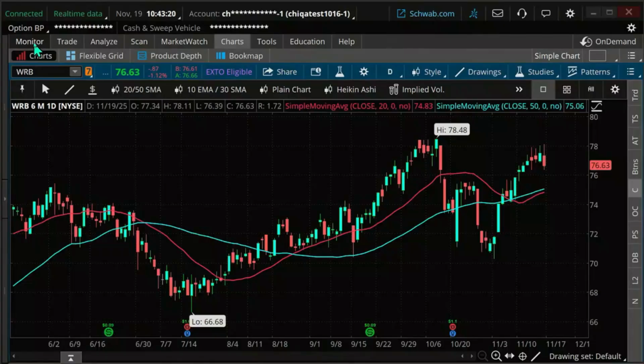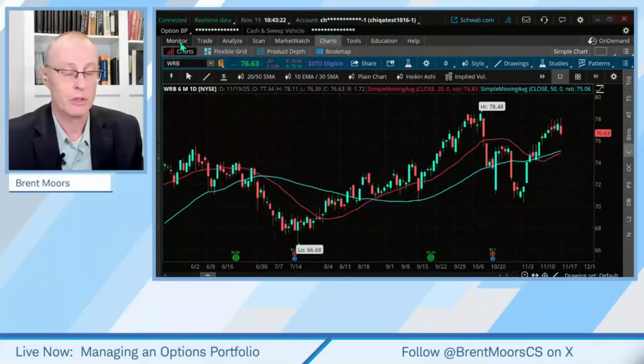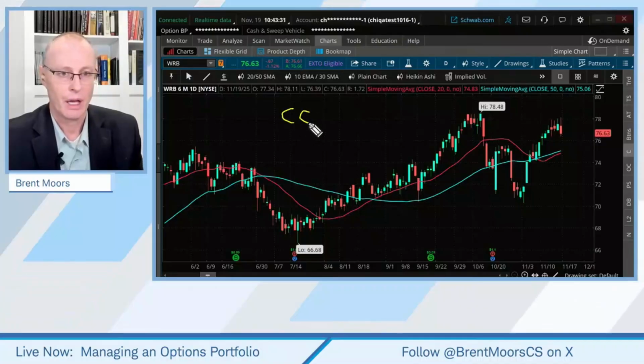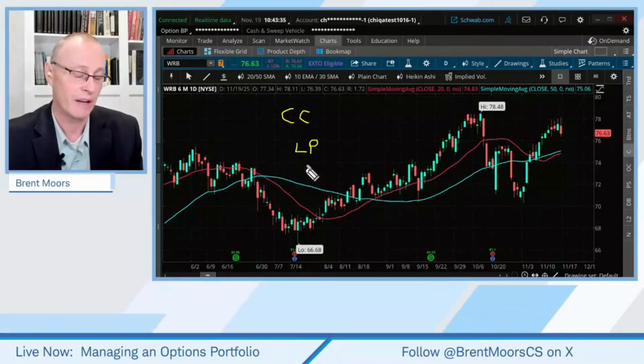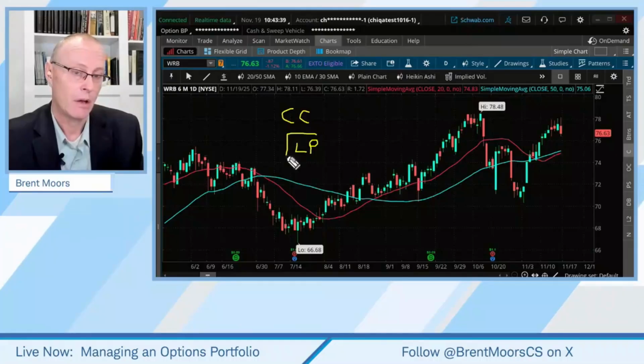Chris said, can you collar it above your entry? You can collar. What's a collar? A collar is you have a covered call, basically, and then you're going to buy a put below it, okay, to try and help protect you on the downside. Yeah, you can do that. You can add that in.